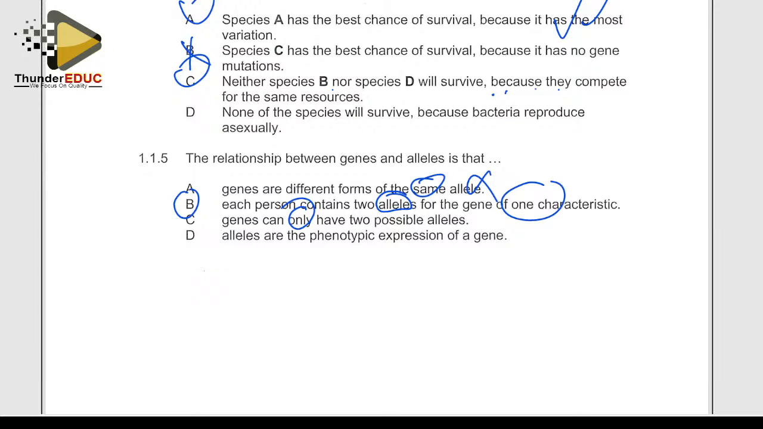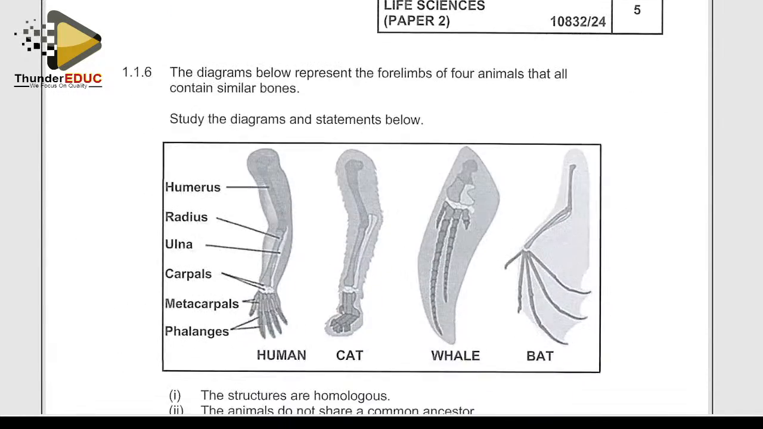Allele are phenotypic expression of gene. No, actually this is misleading. Why? Because it's the gene which determines the phenotype, not the phenotype determining the gene. So B becomes the most correct answer.